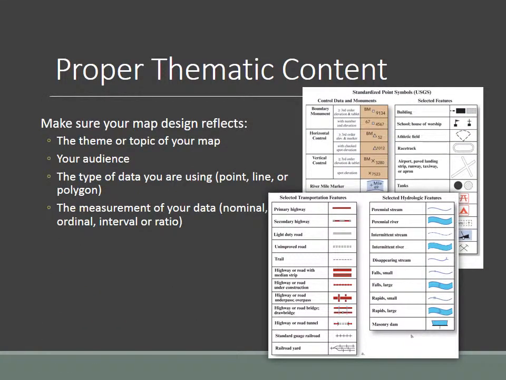It's really important to keep in mind both the type of data you're using and the measurement of your data when you're determining the symbolization on your map. Make sure your map design reflects the theme or topic of your map, your audience, and the type of data you are using, and the measurement of your data. We will go into more detail about spatial data and how it's measured next week, but for now, just remember that many different factors play a part in your map design choices.